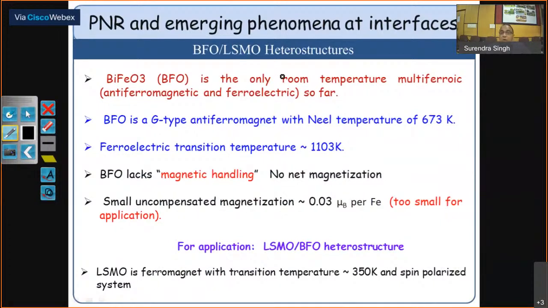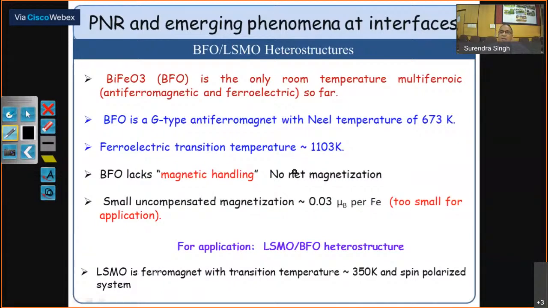As I said, BFO is the only room temperature multiferroic, but this multiferroic is not ferromagnetic. It is antiferromagnetic and ferroelectric, up to 1100K. But one of the disadvantages is that, although BFO has remarkably good properties as a multiferroic, the application of this material has not come so far. Around 2000, people thought that it would have wide application in multiferroic-based devices, but it didn't turn out that way because the main issue was that it lacks magnetic handling.